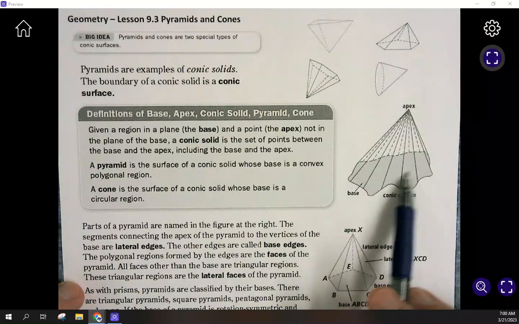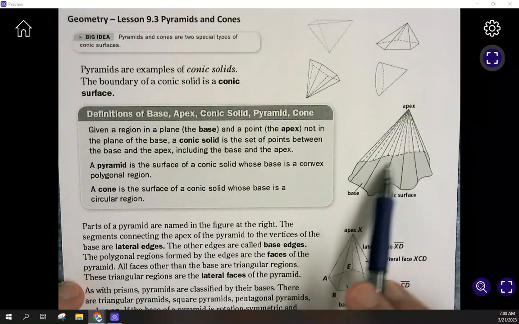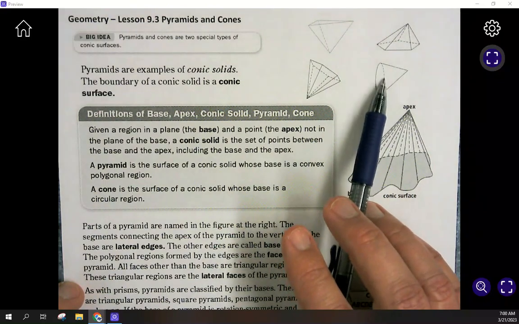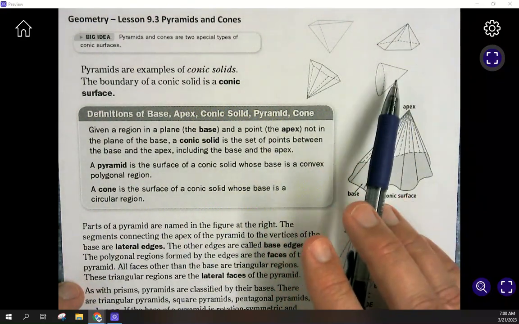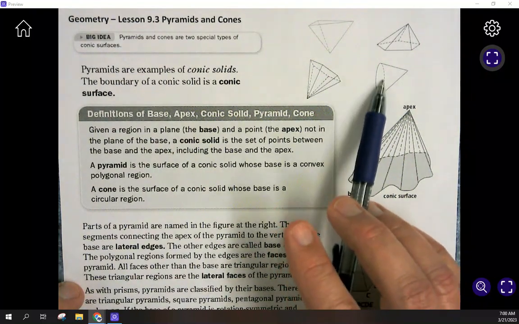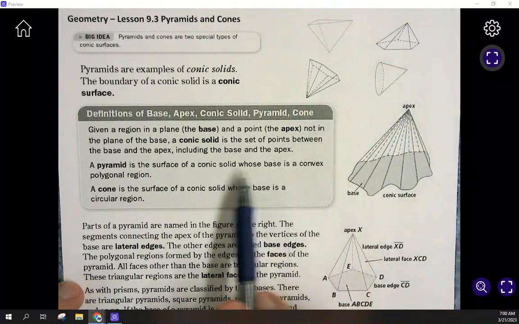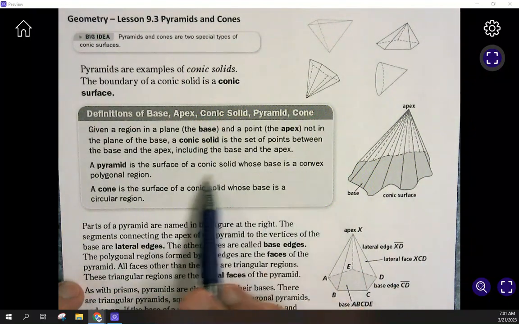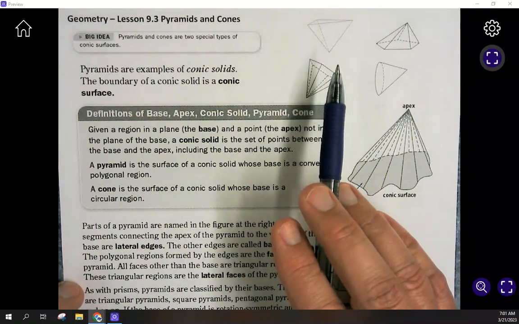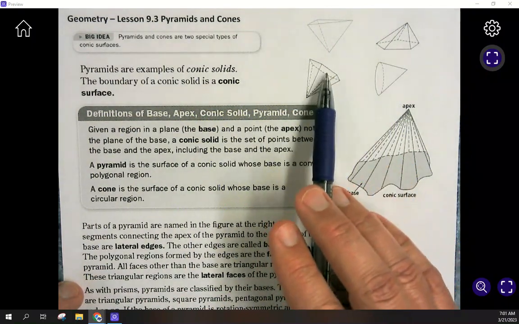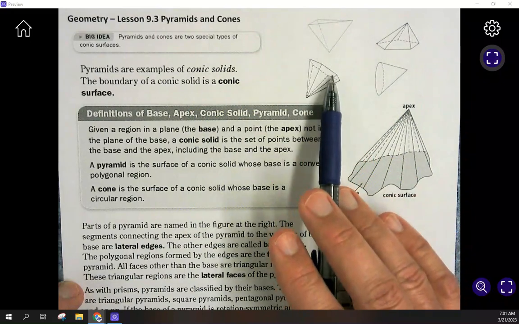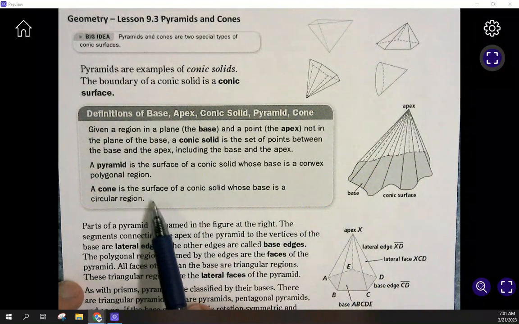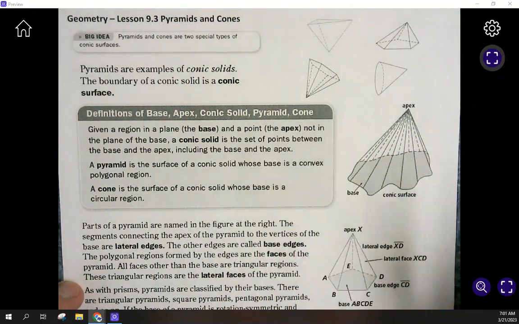So notice this is kind of a goofy looking base, right? It's not a polygon, but it doesn't have to be one of these conic surfaces. But we're only going to really be looking at the ones that are pyramids and cones. All right, so we have the base and then the set of points that's between the base and the apex. So a pyramid is the surface of a conic solid whose base is any polygonal region. So it can be a square, but it could be a pentagon, it could be an octagon, it can be a triangle. Okay, and that creates these pyramids. And then a cone is going to be the same idea, but the base is a circle.